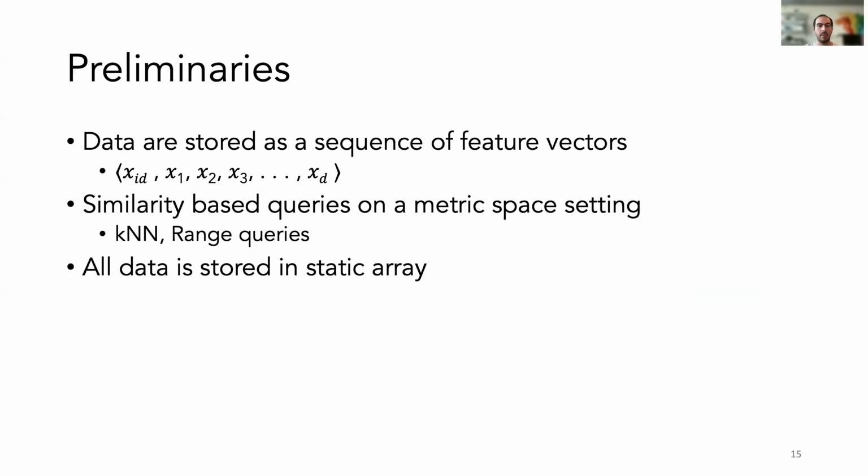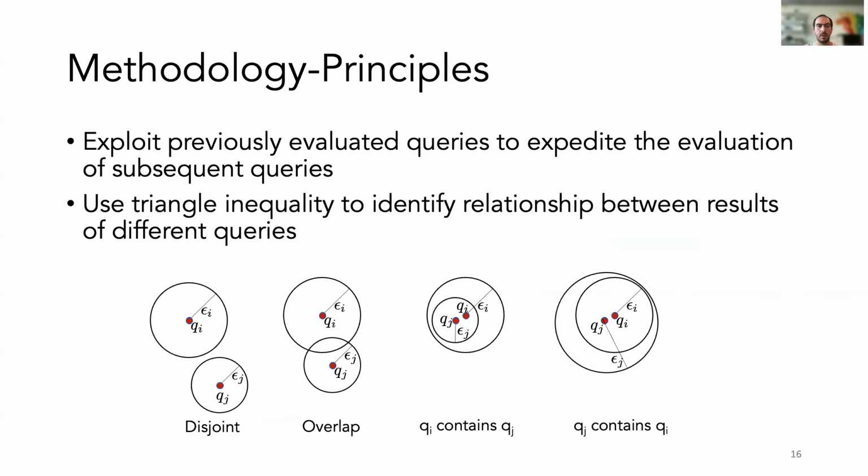Before I start with the example, let me give you some preliminaries. We examined similarity-based queries, namely range and k-nearest neighbor queries in a metric space. Data are stored as a sequence of feature vectors in a static array in memory. We aim to exploit previously evaluated queries to expedite the evaluation of subsequent queries. To achieve that, we use the triangle inequality to determine whether and how the range of a previous query overlaps with that of a current query. We have four cases. Queries can have no overlap, or they can partially overlap, or they can fully overlap each other.